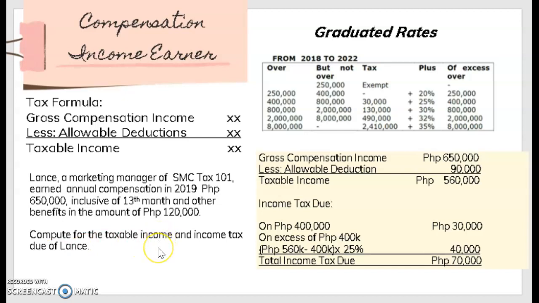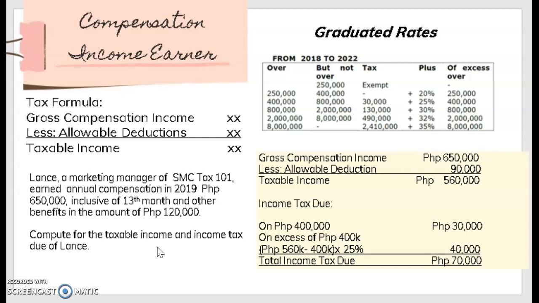Now, what if Lance has a wife? So, according to the tax code, husband and wife shall compute their individual income tax separately based on their respective taxable income. If any income cannot be definitely attributed to or identified as income exclusively earned or realized by either of the spouses, the same shall be divided equally between the spouses for the purpose of determining their respective taxable income.